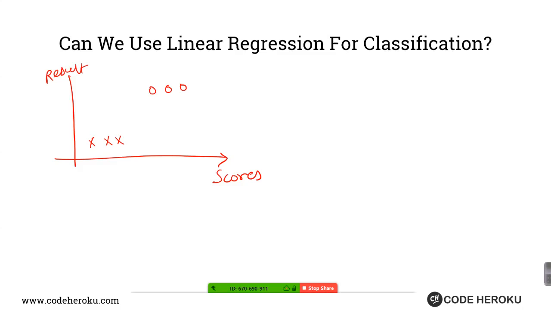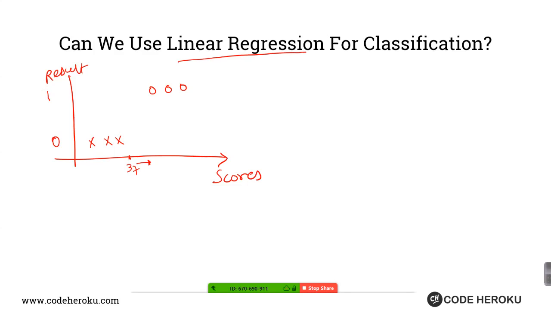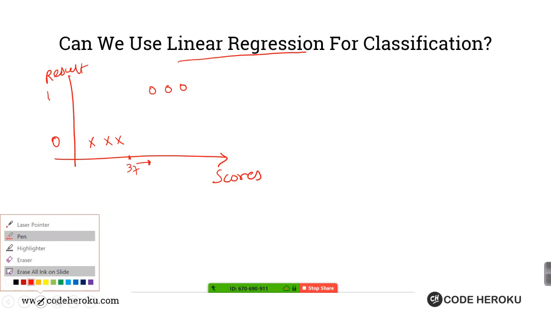So after a certain point, they pass, right? So let's say if the passing score was 37 marks or 40 marks, then after that, everyone has passed. So result is 1 over here. Let's say the result is 1 for pass and 0 for fail. So we already know that we can do a linear regression model on these points. If I have a linear regression model with this data, can you give me a sense of how that line might look with these training points?